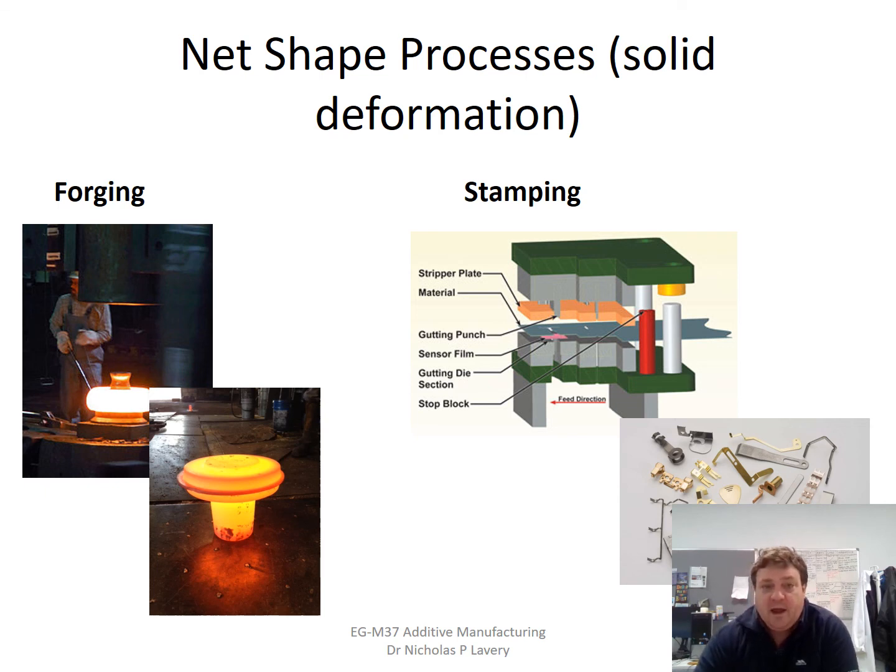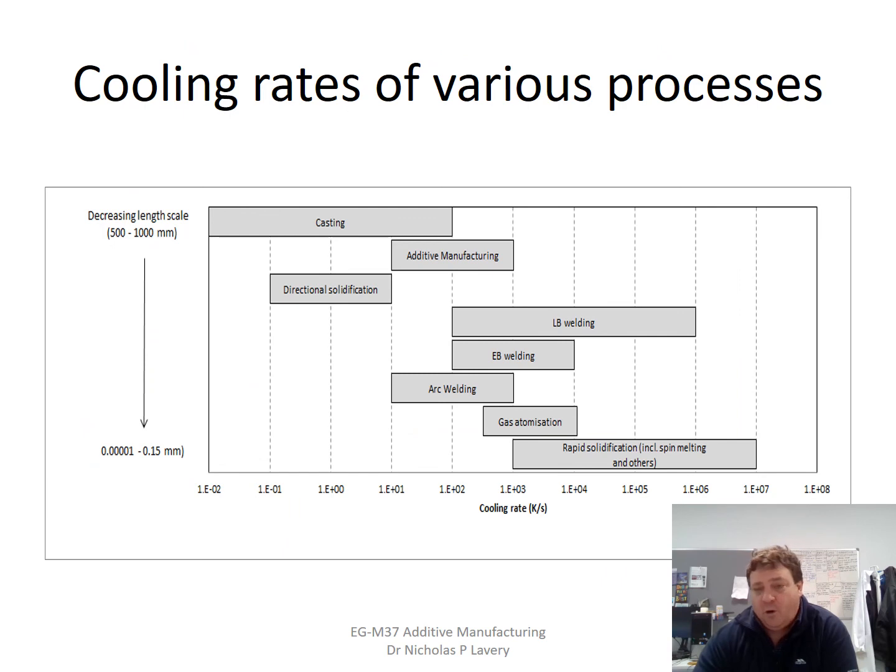reverted. Other net shape processes I'm not going to go into too much detail about were forging and stamping, smaller parts. All of these processes have very different cooling rates, and we're going to come back to this later on when we look into the physics of some of the additive manufacturing processes. We can see quite low cooling rates here, typically associated with casting, but quite a range. Additive manufacturing also is somewhere in the middle range of cooling rates, and what we've done is we scaled it by the size of the components that can be made. So casting, obviously, sort of 0.5 meter to 1 meter, but we can go much higher than that. Additive will be quite small parts.